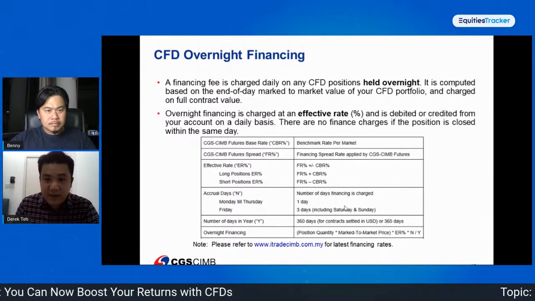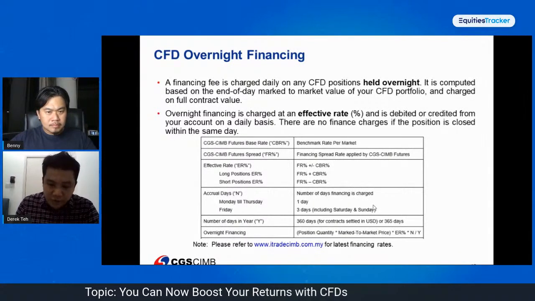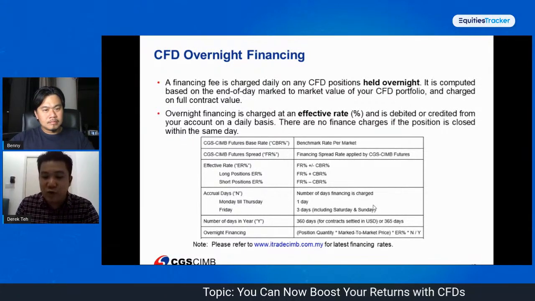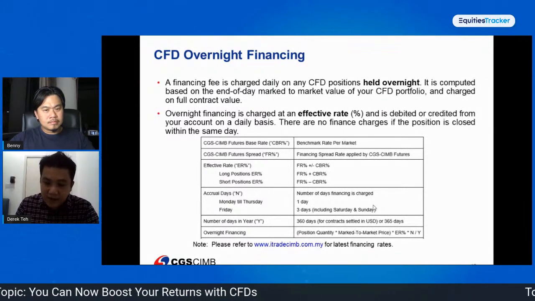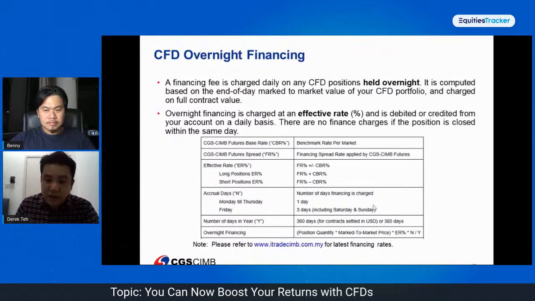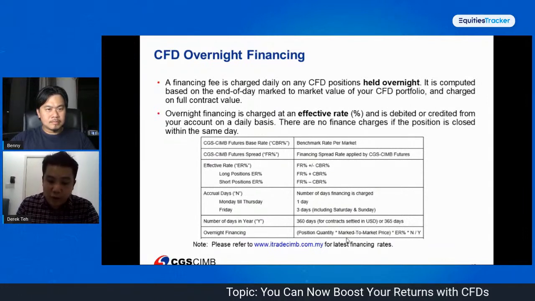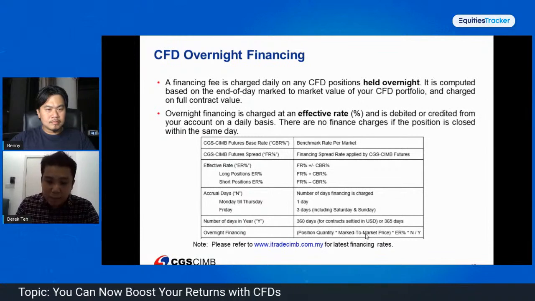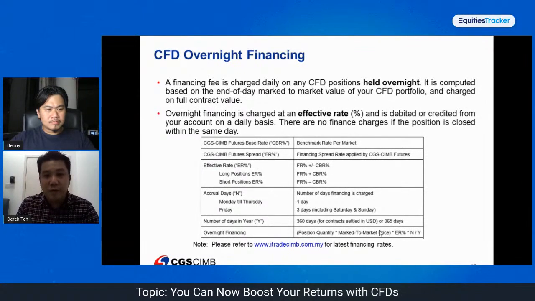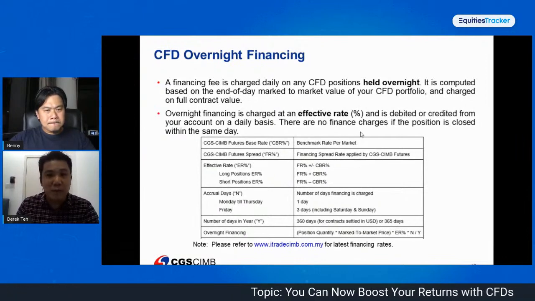Accrued days are the number of days financing is charged while the position remains open. For your information, if you are trading a US product, the total number of days in the year taken into calculation is 360 days. Anything that is settled other than USD will be 365 days. So overnight financing is the open position quantities times the mark to market price times the effective rate times the accrued days divided by the total number of days in the year. For the latest and updated financing rate, please always refer to our official website as well.